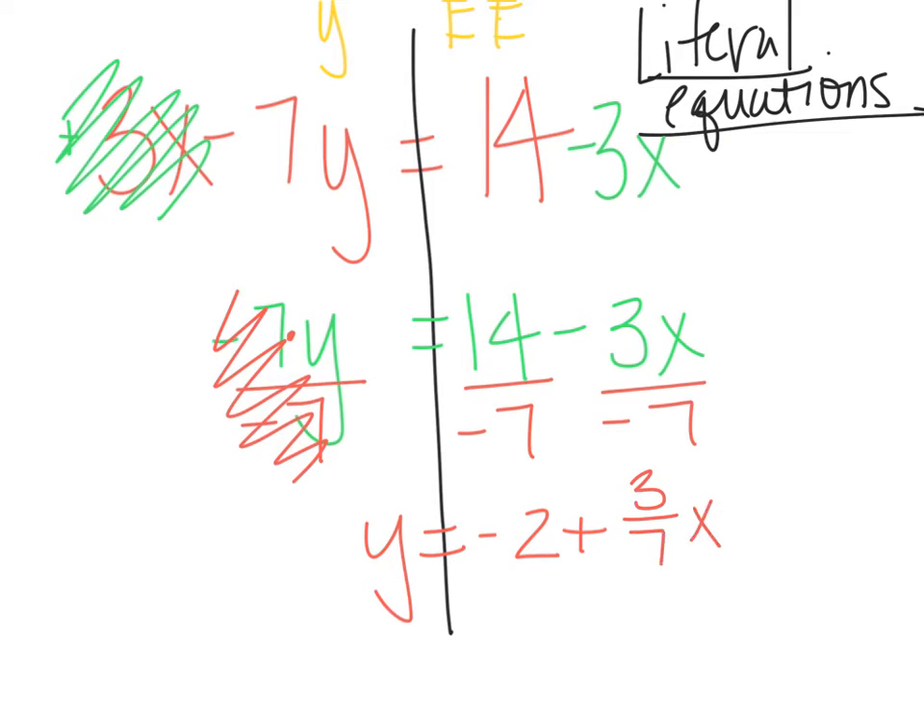And this still has x with it. There's nothing else I can do because this negative 2 does not have an x, and this 3 over 7 does have an x. I cannot put these two together.